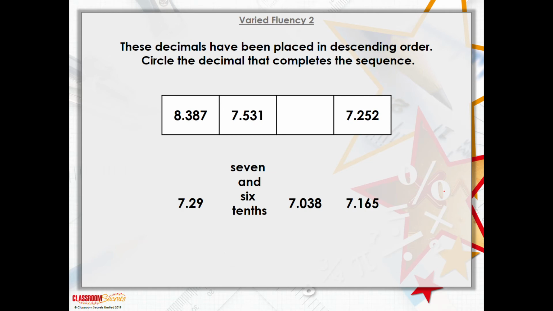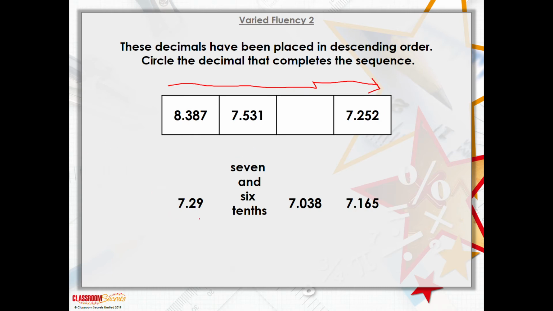Let's have a look at another example of a question. These decimals have been placed in descending order. So think about that word, descending. What does that mean? It means to descend, means to go down. Descend and down both begin with the D sound. Circle the decimal that completes the sequence. So this time we're going from highest to lowest. Okay, we're descending, we're going down. So circle the decimal that completes the sequence.